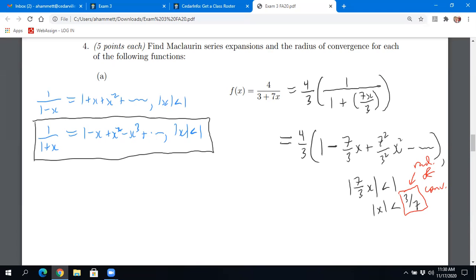Okay. Now here's the thing, before I even go down to the next problem, what would happen if I integrated this thing?